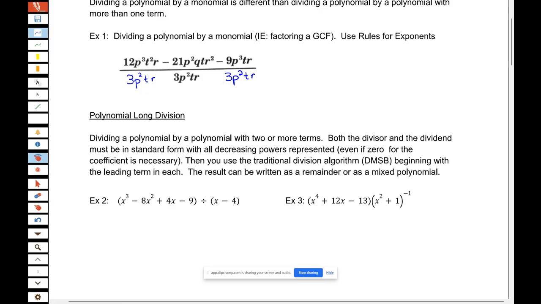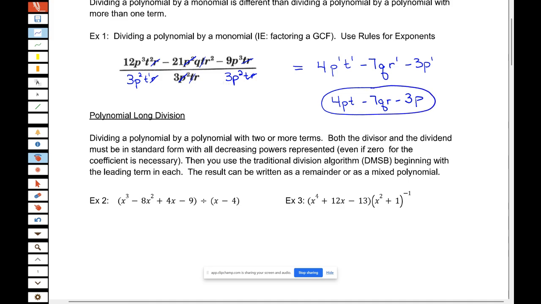So when we divide this out, we're going to get 4p to the first because we subtract exponents, t to the first, and then the r's completely cancel, minus 7. The p squareds cancel. Oh, we have an extra little q in here. The t's cancel, and we have r to the first. And then minus 3p to the first, when we subtract those exponents, and the tr cancel. So I'm just going to rewrite this nicer. Okay, so that's our final answer on that one.